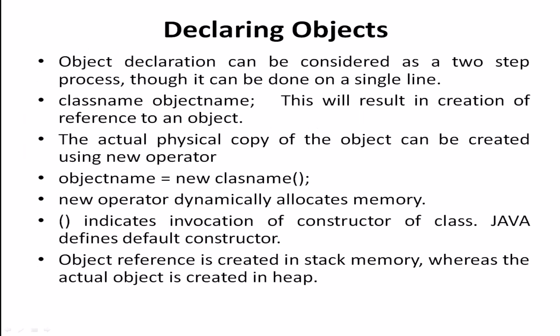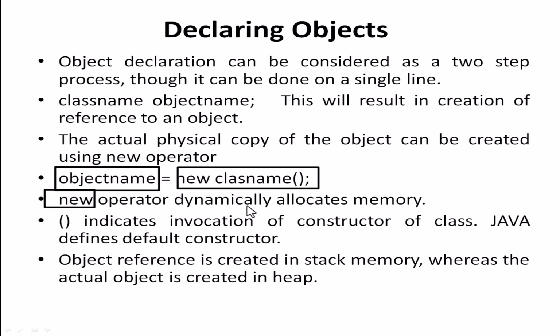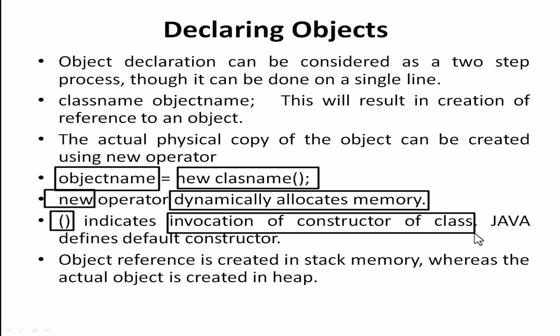Let us see the explanation. Here we are going to declare an object name equal to new class name. Why are we using this? Here we are using the new operator, which dynamically allocates the memory. It is called the instance allocator or dynamic allocator. Here we are using the braces because it is going to invoke the constructor of the class.